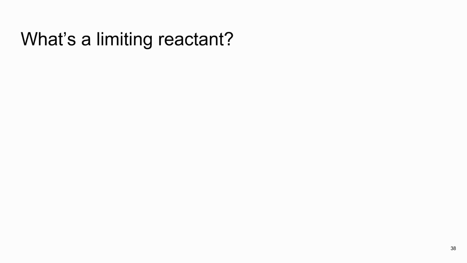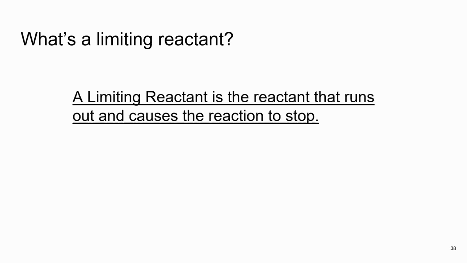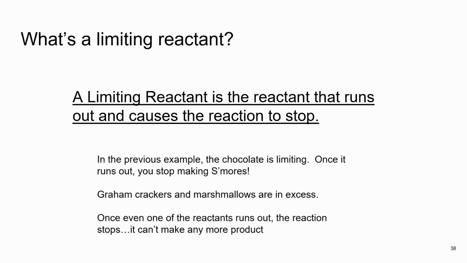So just to review, what's a limiting reactant? The reactant that runs out. It's going to cause the reaction to stop. And so in our example, the chocolate was limiting. Once it runs out, we have to stop making s'mores. Graham crackers and marshmallows were both present in excess. Once even one reactant runs out, the reaction stops because it can't make any more of the product.